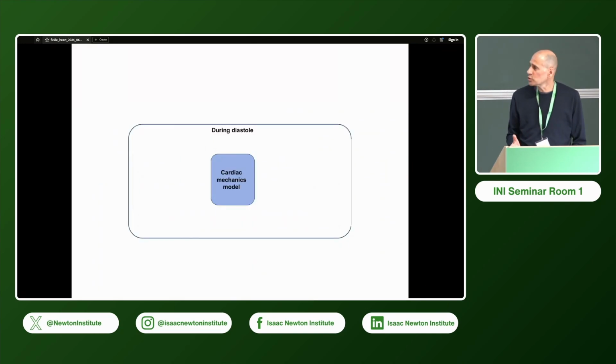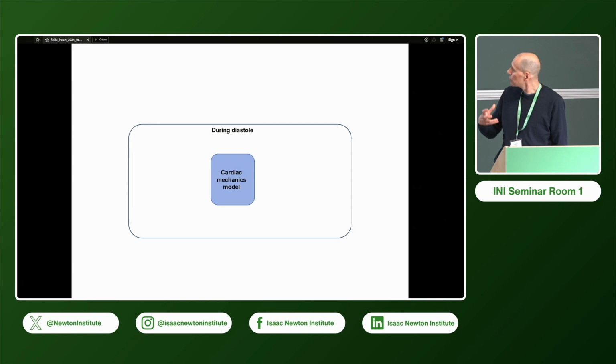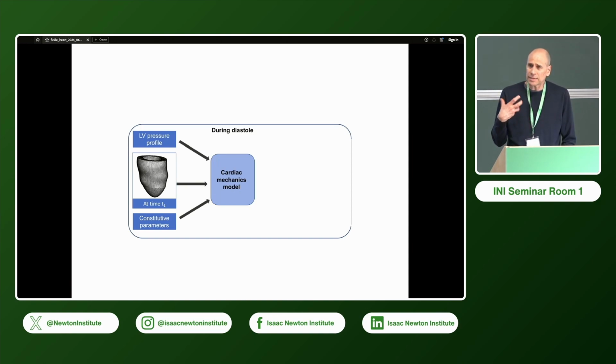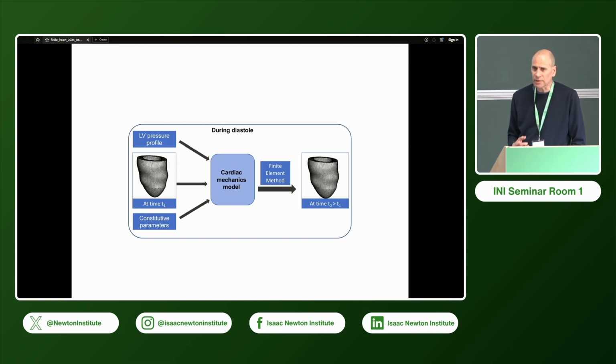So we want to use magnetic resonance image data. At the center point of our whole modeling approach is the cardiomechanic model. We extract the left ventricle at early diastole from magnetic resonance images. And we have the pressure at time point T1, early diastole. And the model depends on the constitutive material parameters that we're interested in. We solve the model numerically with finite element discretization to then predict the shape of the left ventricle at a later time point, at late diastole.